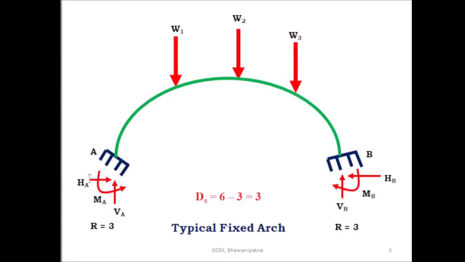Because here there are three reaction components VA, HA and MA at support A, and at support B there are also three reaction components VB, HB and MB. Total 6 reaction components, and 3 static equilibrium equations. So the degree of static indeterminacy is equal to 3. So this is the typical fixed arch, and this is the degree of static indeterminacy of the fixed arch.